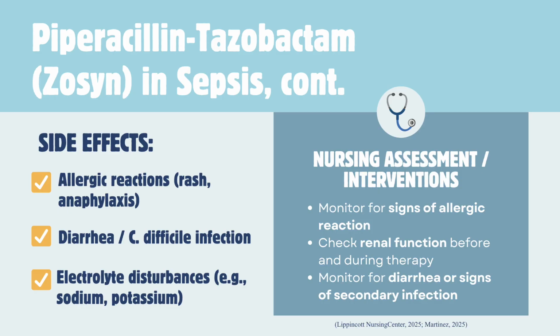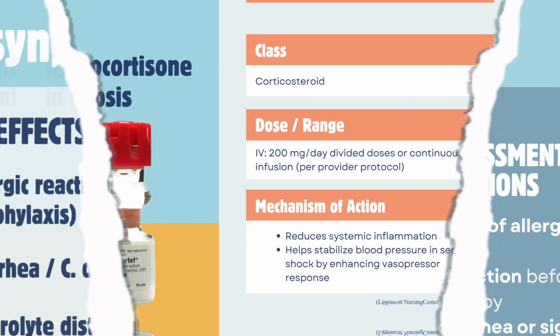Zosyn can cause several important adverse effects, including allergic reactions ranging from mild rash to severe anaphylaxis. Gastrointestinal effects such as diarrhea may also occur, including the risk of C. difficile infection. In addition, electrolyte disturbances, such as changes in sodium and potassium levels, may develop during therapy. From a nursing perspective, it is important to closely monitor the patient for signs of allergic reaction, especially during initial dosing. Renal function should be assessed before and throughout treatment to ensure appropriate dosing and prevent toxicity. The nurse should also monitor for diarrhea or signs of secondary infection and report concerning findings promptly.